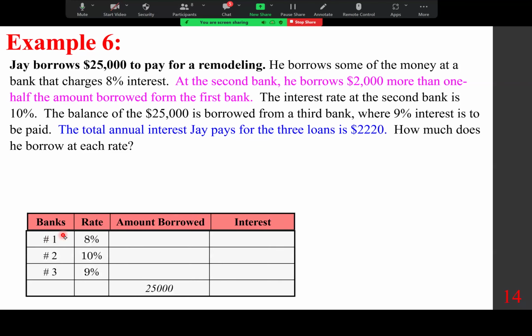Bank number one, 8%. Bank number two, 10%. Bank number three, 9%. That's the rate of interest. So the question is, how much did we borrow from each one? We don't know. But we do know that we borrowed a total of 25,000. So this is the total, everybody.